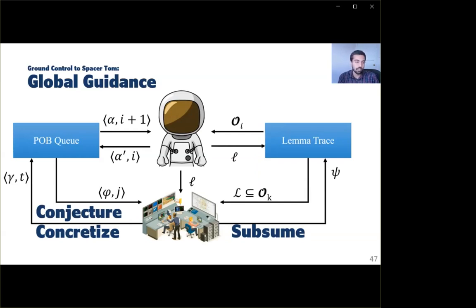Okay, so far we have seen global guidance. Global guidance is achieved using three rules: the subsume rule, which adds a new lemma psi to the lemma trace; the conjecture rule and the concretize rule, which generate a new proof obligation gamma and add it to the proof obligation Q. The conjecture and the concretize rules are complements of each other in the sense that the conjecture rule over approximates a proof obligation, whereas the concretize rule under approximates it.